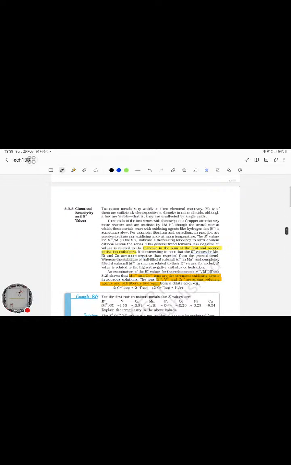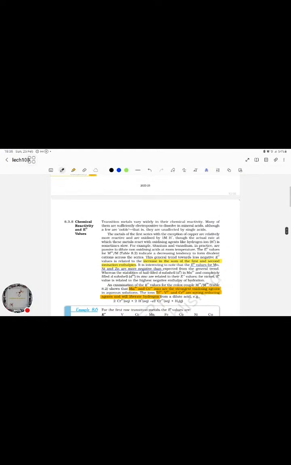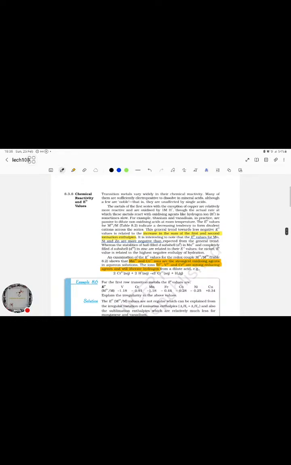Moving on, let's talk about the chemical reactivity and the standard electropotential values. The transition metals vary widely in their chemical reactivity. Many of them are sufficiently electropositive to dissolve in mineral acids, although a few are noble, that is they are unaffected by single acids. They say that transition metals vary widely in their chemical reactivity, and many of them are sufficiently electropositive to dissolve in mineral acids. And a few of them are noble, that is they are unaffected by single acids.